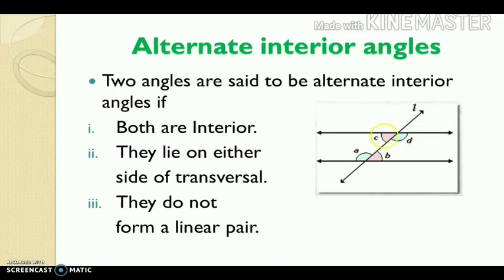Let's observe here. Angle C. तो ये किसको alternate हो सकते हैं? या तो D को या B को. C and D are forming linear pairs, so they can't be alternate interior angles. So angle C and angle B are alternate interior angles, whereas angle A and angle D are also alternate interior angles.